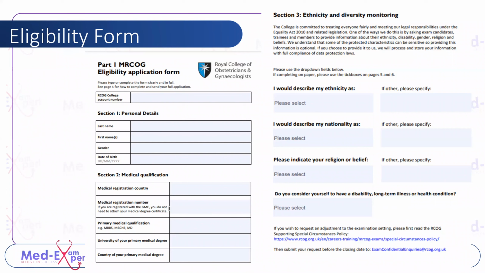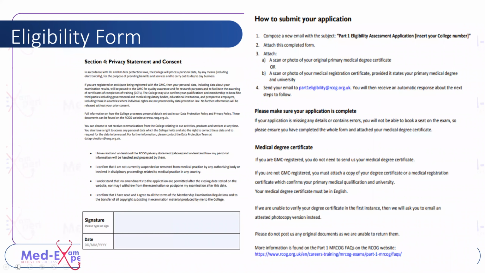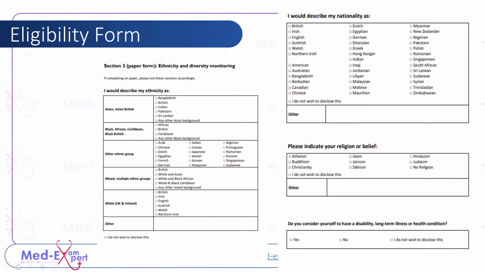After you send your eligibility, within 4 weeks you will get back the response. So it is not an immediate response. But after you send your eligibility, you will get a mail response saying thank you for filling it. So you have to send two things here. One is this eligibility form. Second, you have to send your medical degree certificate also. So both of them.